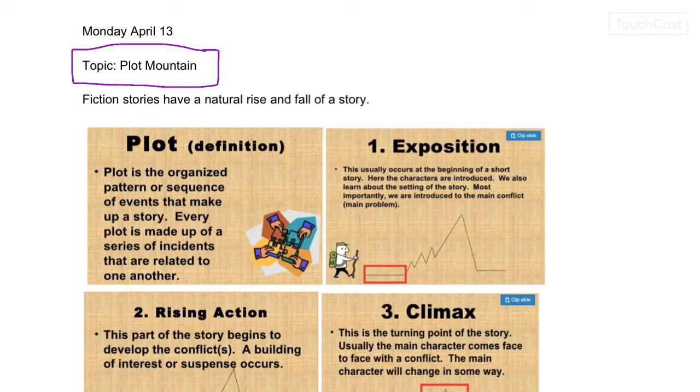And I have in the topic plot mountain because that is the strategy that we're going to use. So we're going to focus on fiction. Fiction stories have a natural rise and fall in a story. And I'm going to explain to you what that means. Well, there's a starting point. It builds up, gets to the turning point, and then it comes back down, and then you have your ending. So it almost looks like it's a mountain.